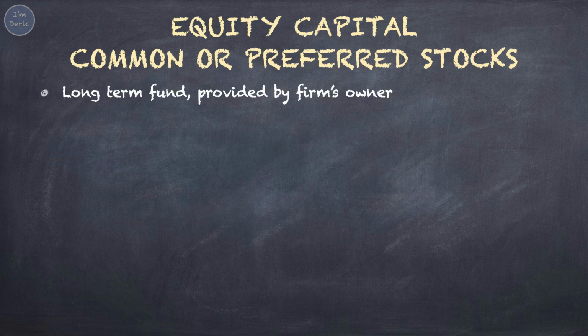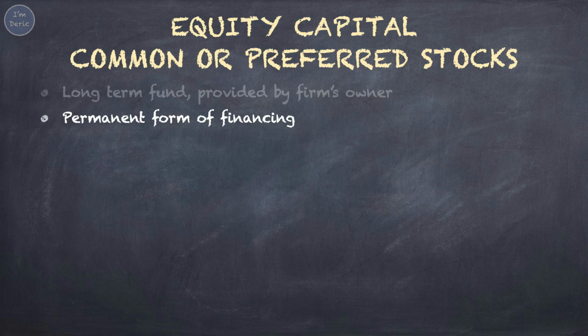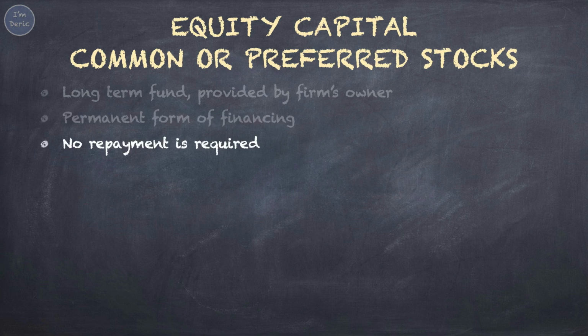For the companies that issue common or preferred stocks, they receive long-term funds, which are provided by the firm's owners. This is a permanent form of financing, as the money paid by the stockholders will stay in the company's account forever. No repayment is required. So, the company doesn't have to pay back the money given by the stockholders.